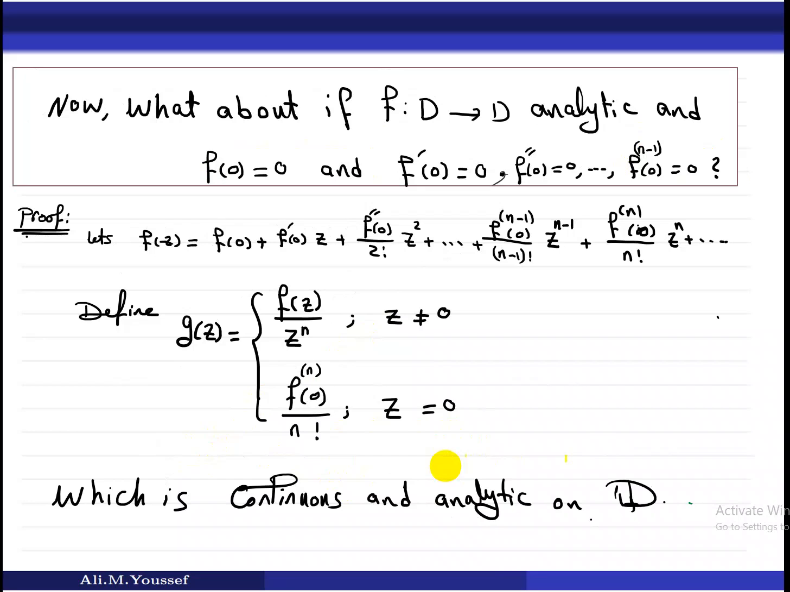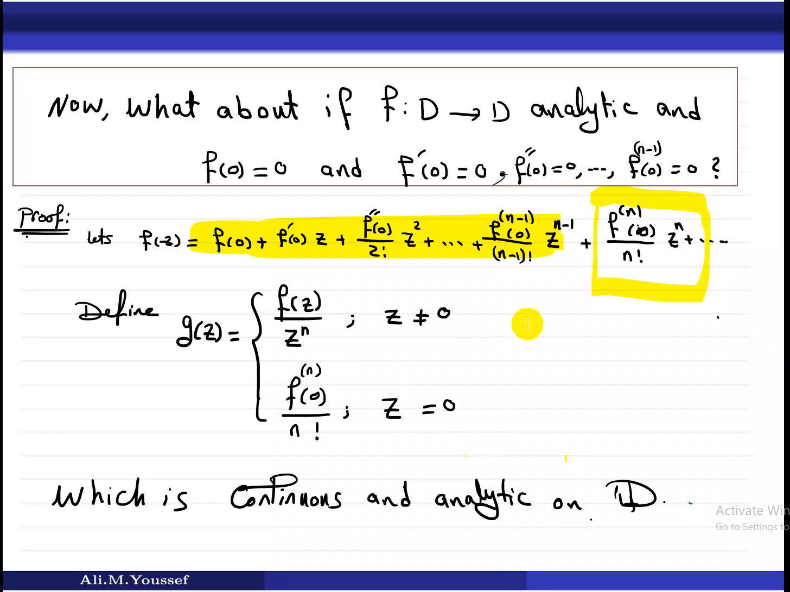So let's see the more general case, which we can take in our final exam. If we have the function f analytic, and f of 0 is equal to 0, f prime 0 is equal to 0, f double prime 0 is equal to 0, till the (n minus 1)th derivative of f at 0 is equal to 0. So all of these terms are cancelled; all of these terms are equal to 0. And the first term that we have is this term. So what's our function g? Our function g is f of z over z to the power n.